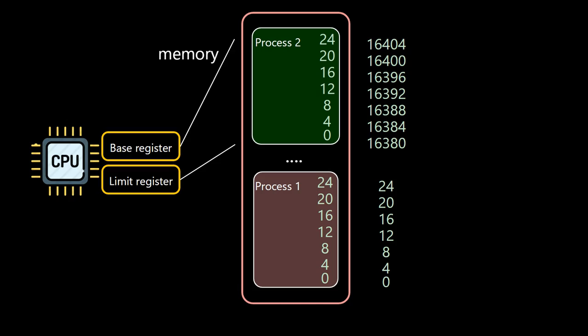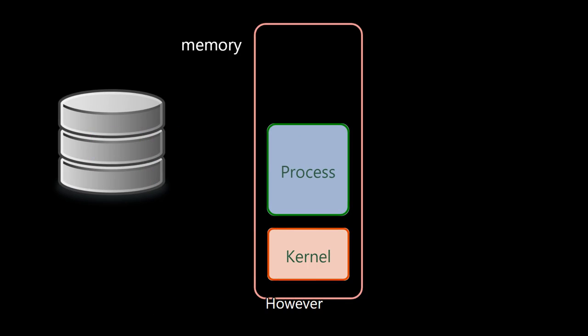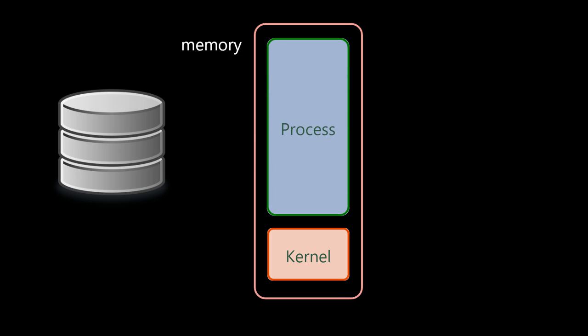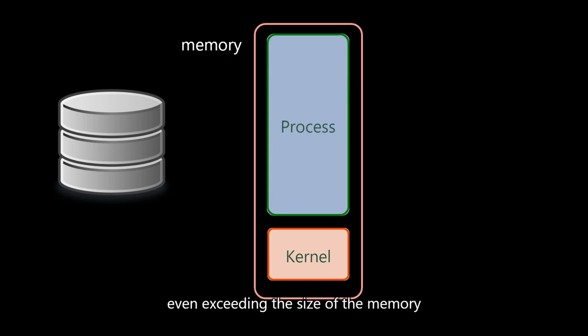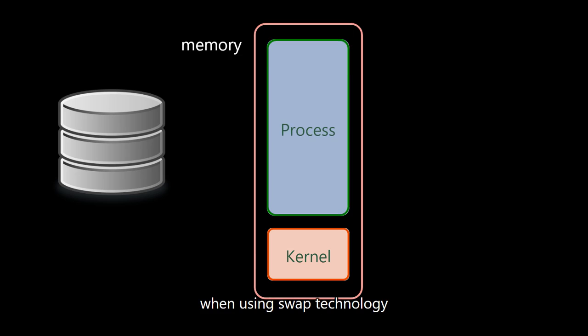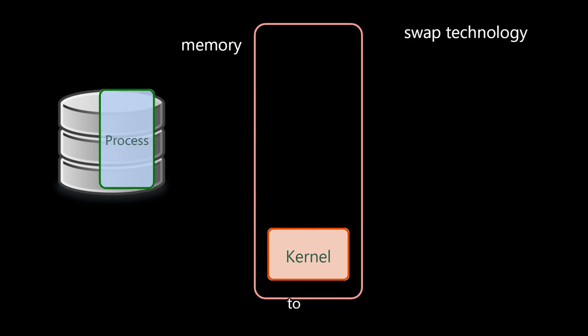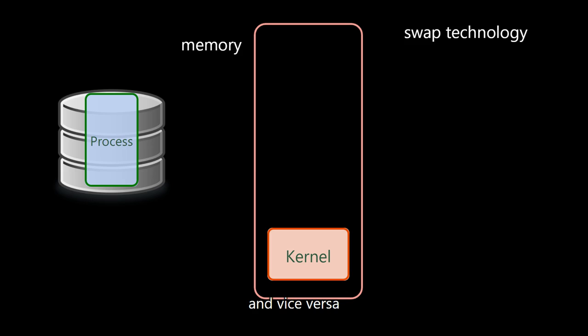So why? For example, a process must be continuous and completely loaded into memory. However, sometimes the process will expand as the data increases, even exceeding the size of the memory. What can be done then? Not only that, when using swap technology, copying the entire process from memory to disk may take a considerable amount of time, and vice versa.